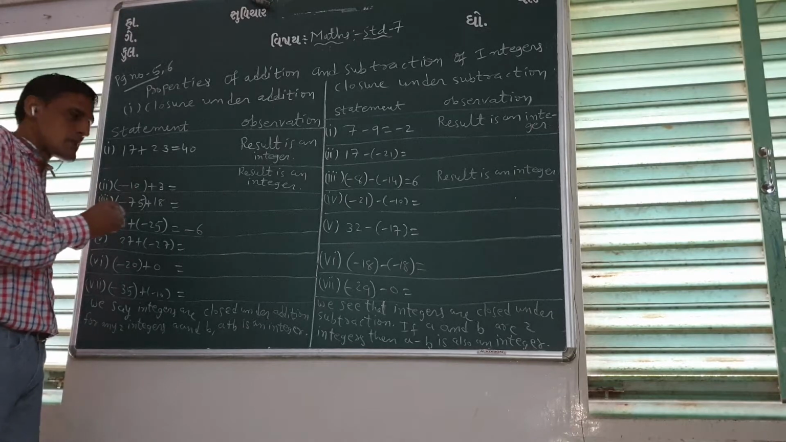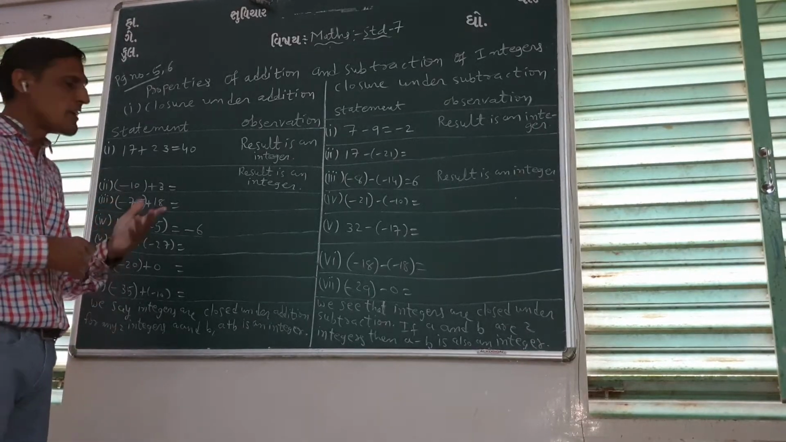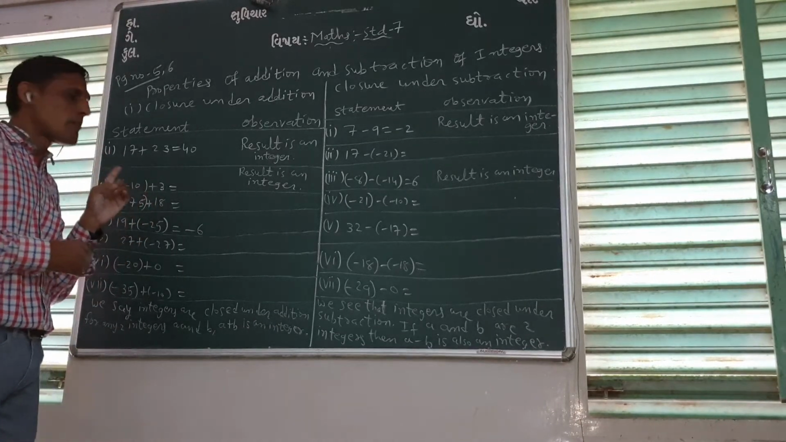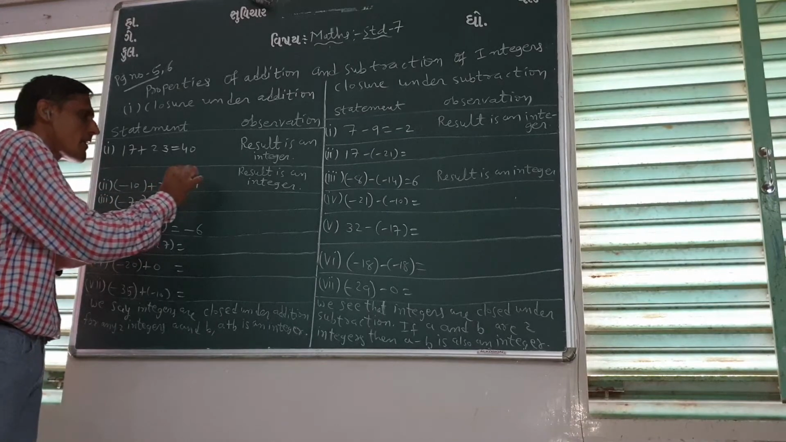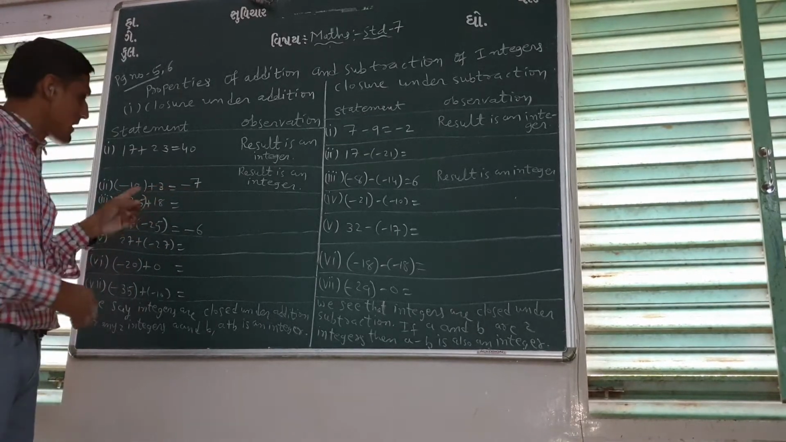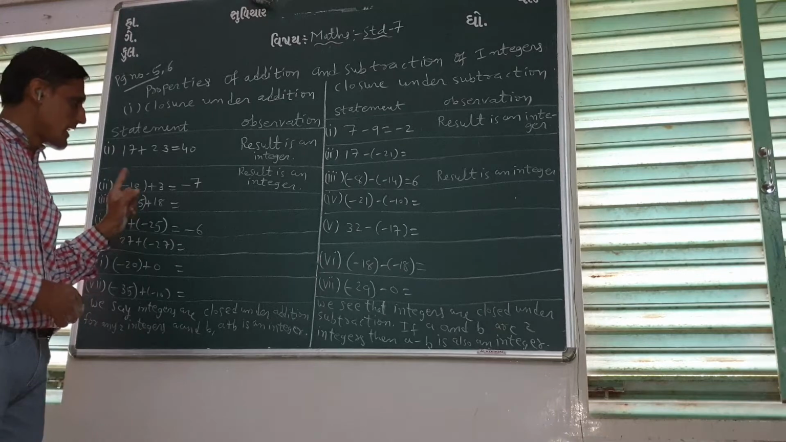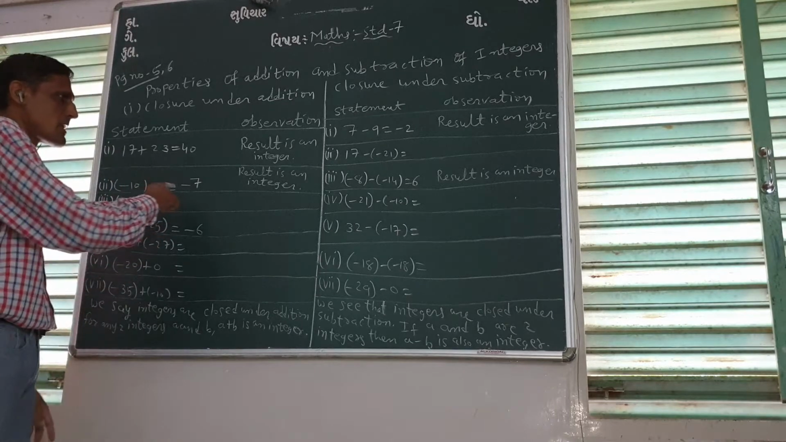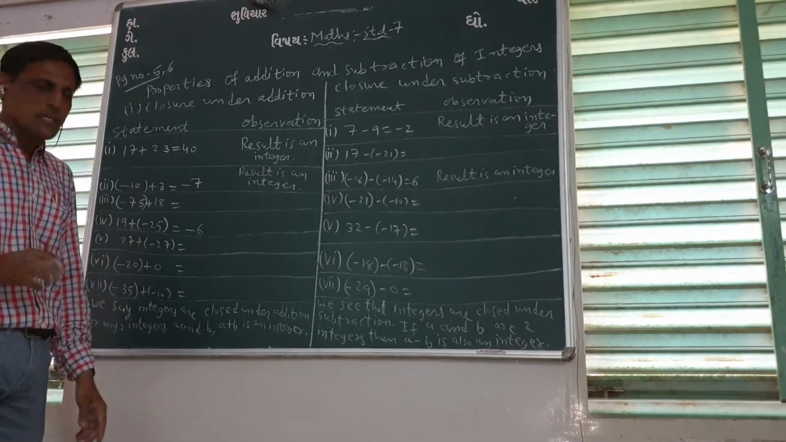Then we have to subtract and then we have to put sign of bigger number. Right? Sign of bigger number is negative. 10 minus 3 is 7. So minus 7 is also an integer.